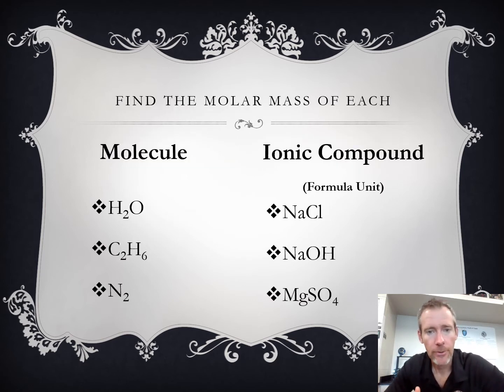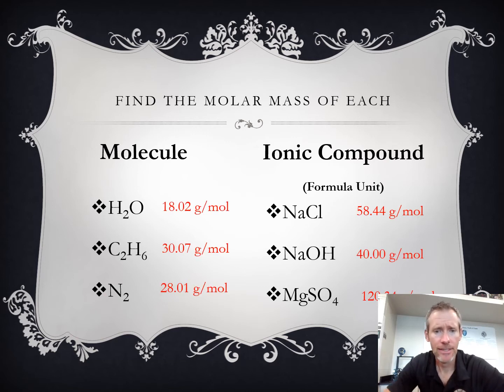So molecularly we have water, C2H6, nitrogen. You can find the molar mass of those. It'll be molecular mass, where an ionic compound will be formula mass. So you should be able to get these from the periodic table. Water is roughly 18 grams per mole, and so forth. And you should get magnesium sulfate to be 120.34 grams per mole.